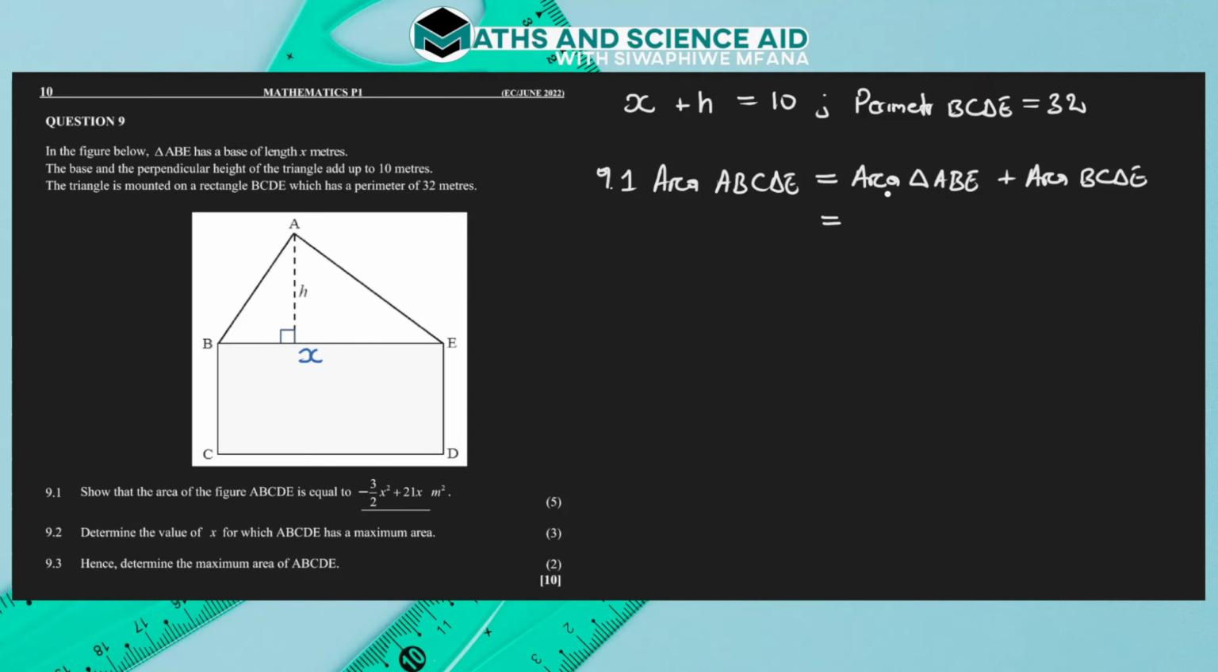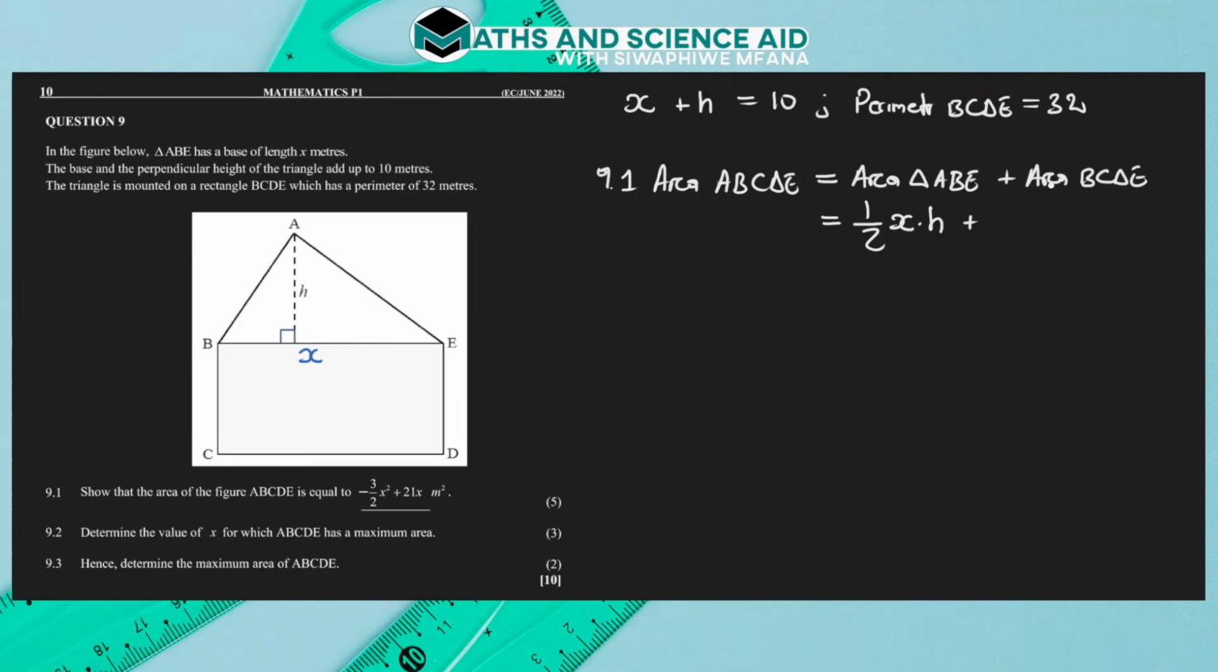And obviously, we know that the area of a triangle is half base multiplied by height. And we can see in this case that our base is x and our height is h. So we'll have half x multiplied by h.